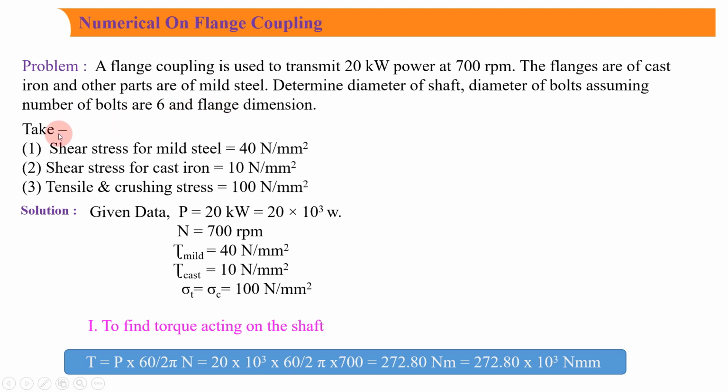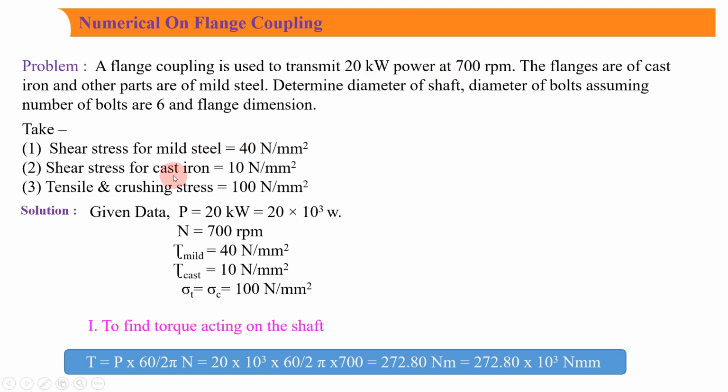See guys, take shear stress for mild steel as 40 Newton per mm square, shear stress for cast iron as 10 Newton per mm square, tensile and crushing stress as 100 Newton per mm square. All these stresses are given, and what condition have they given us? The flanges are of cast iron and other parts are of mild steel. So only the flanges are made up of cast iron and the rest of the parts are made up of mild steel. Keep this in your mind, let's see how it is helpful to us. They also tell us to assume the number of bolts is 6 and the flange dimensions, and the coupling is used to transmit 20 kilowatt power at 700 rpm.